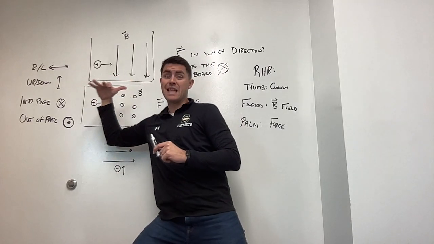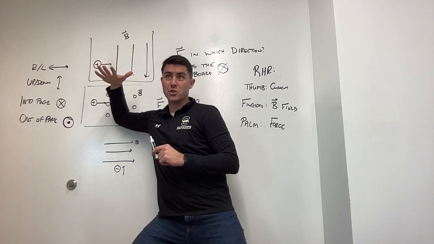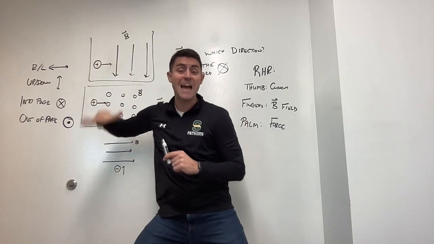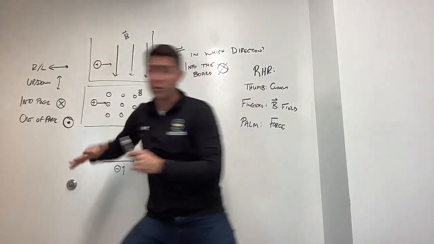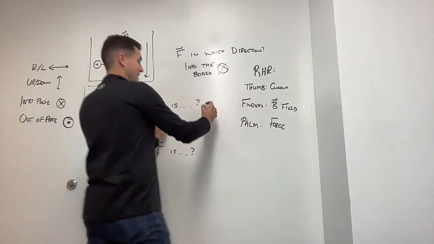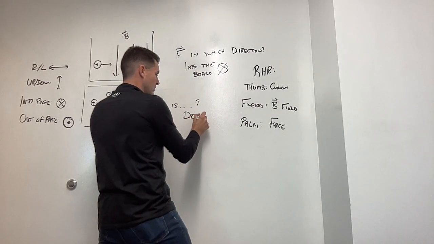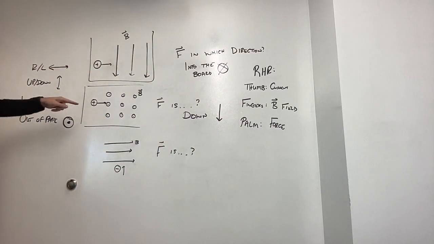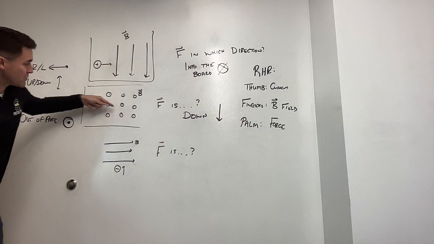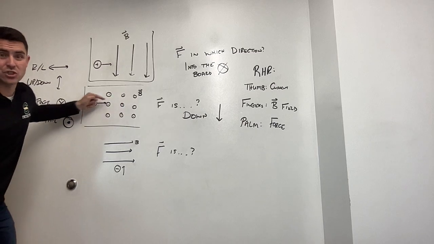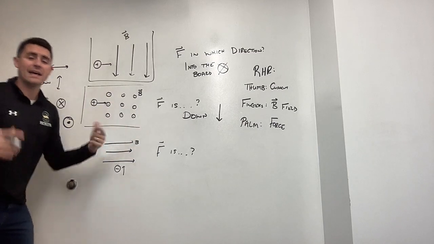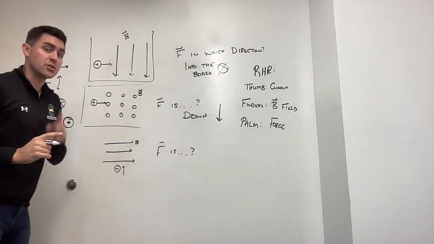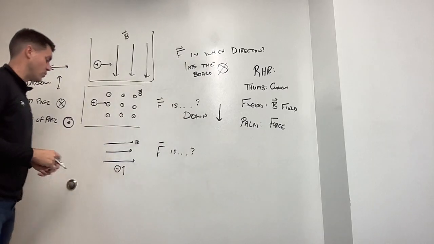So moving to the left, fingers out, my palm is pushing which way? My palm pushes down. Palm is force. That means the force is directed down. Or I would say force is downward. This charge, if this charge goes through this B field, it would experience a downward force and it would shift and accelerate downward as it went through that magnetic field. Let's try one more example with this right-hand rule for a charge.